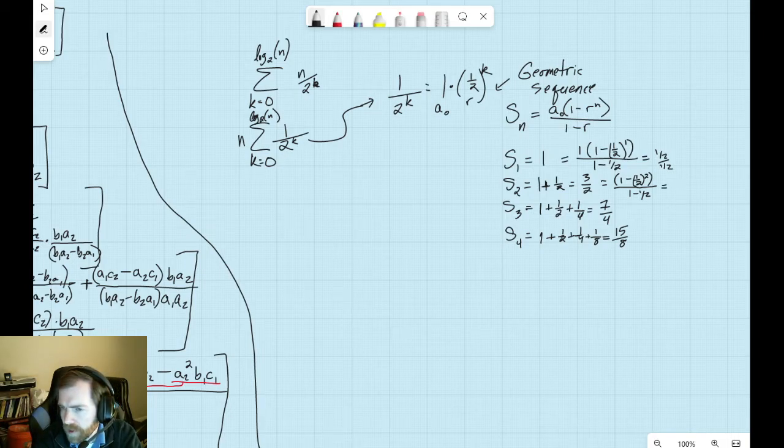So 1 minus a quarter is going to be 3/4 over a half. Then it's just going to multiply the top and bottom by 2, so it gets us to be 3/2. 7/4, this is going to be 1 minus 1/8, 7/8 divided by half. It's going to be twice 7/8, which is 7/4. Good.